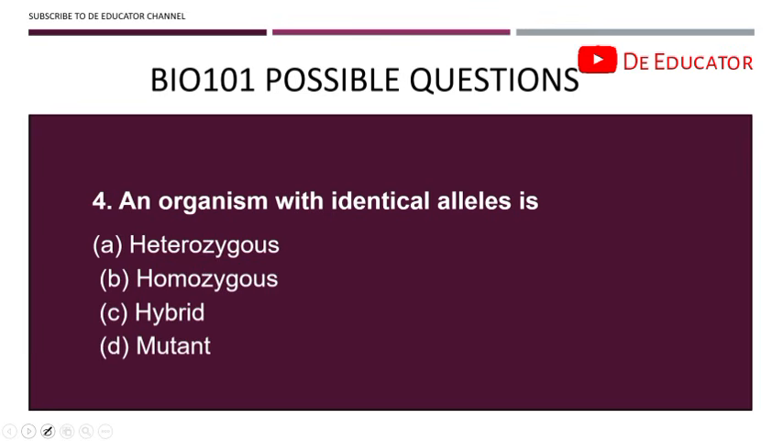Number 4, an organism with identical alleles. Remember, I already told you what alleles are and how they are represented. So let's see identical alleles. Let's use B, B. This is what we call identical alleles. Or we have small letter b, small letter b. This is what we call identical. So what do they call this identical? It is homozygous, because they are the same. When you hear anything homo, that's to do with the same. So they are the same, homozygous.